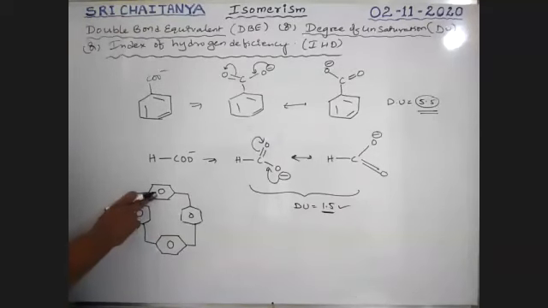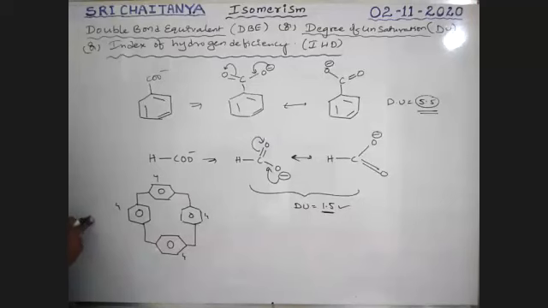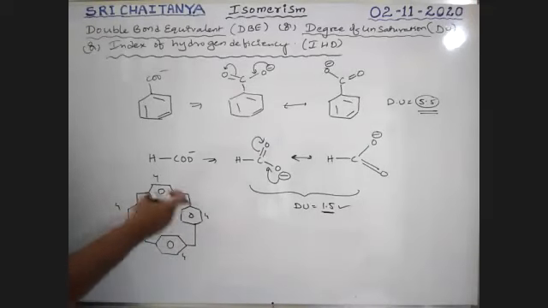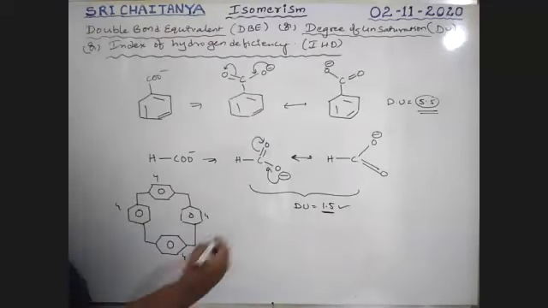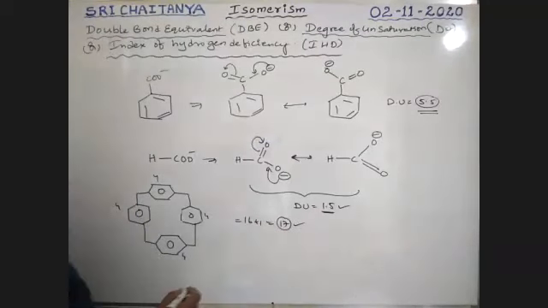Benjamin ring has 4, 16 plus additional ring ending. This ring. So that means 16 plus 1, 17 is the answer. Degree of unsaturation is 17. Okay. Next.